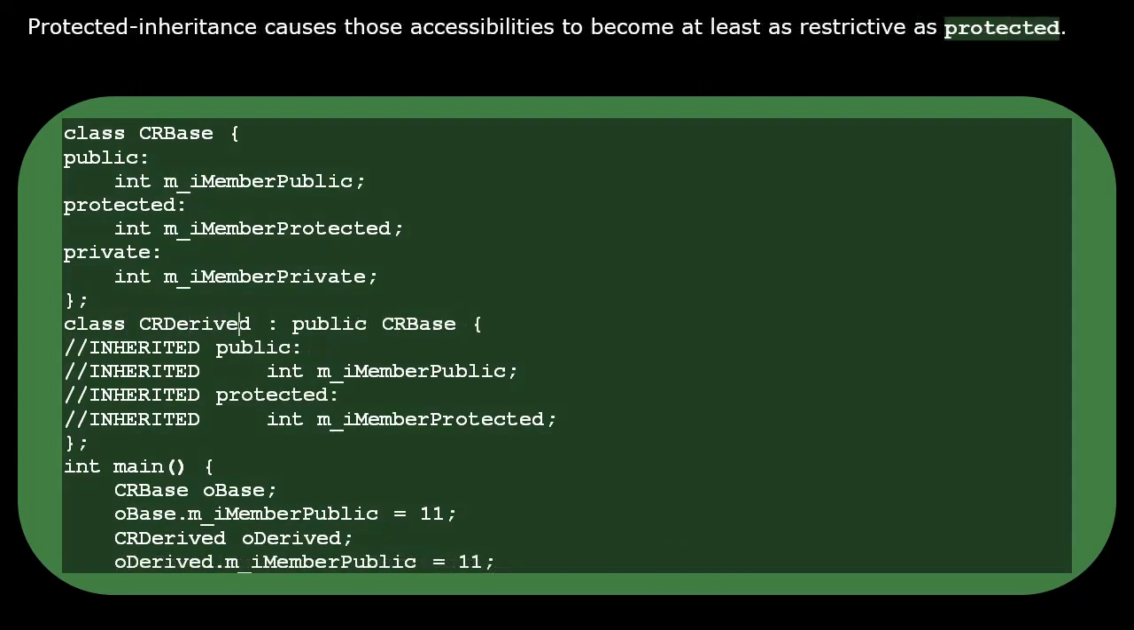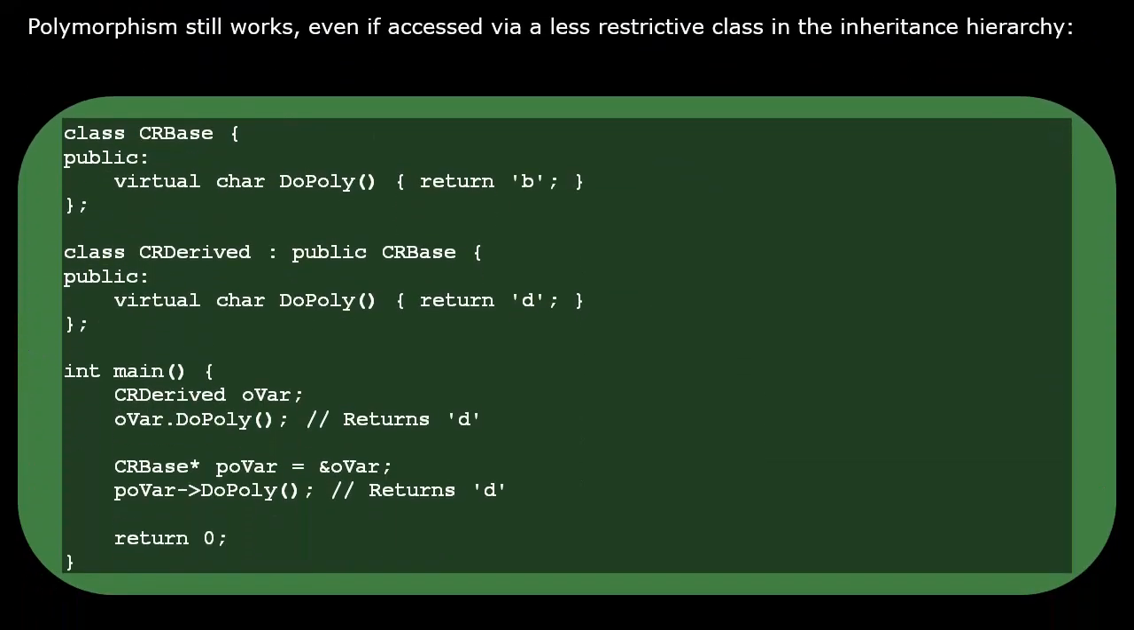You could also change to protected inheritance, which causes members that had been public to become effectively treated as if they had been protected instead. Polymorphism still works, even if accessed via a less restrictive class in the inheritance hierarchy.